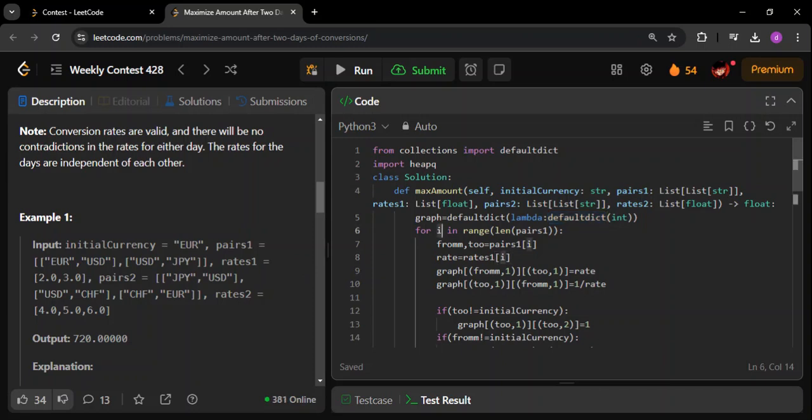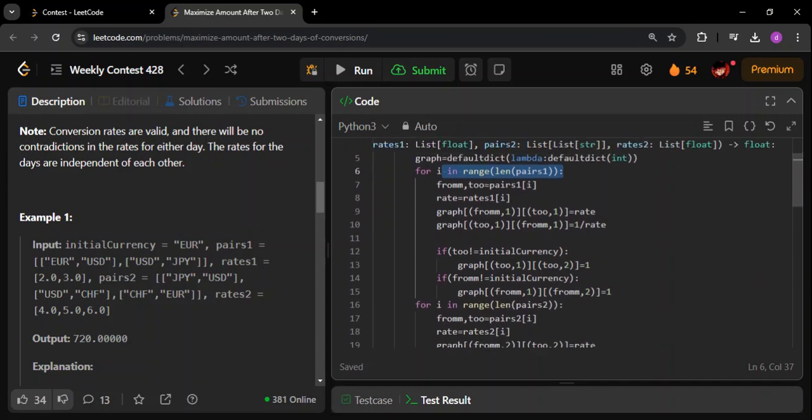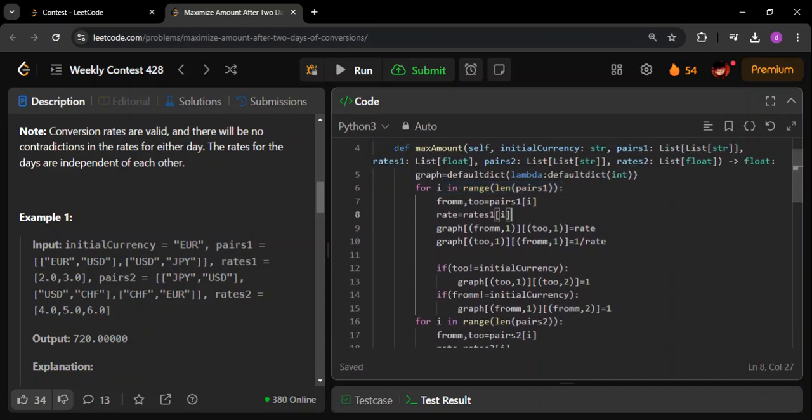First I'm going to the pair 1, then I will go to the pair 2, and so on. In the pair 1, first of all, I'm extracting the from and to values. That is, this particular edge is from the from node to the to node. For example, here the US dollar is going to be the from node, and the Japanese dollar is going to be the to node, and so on. The rates are going to be the way they have mentioned it here. As simple as that.